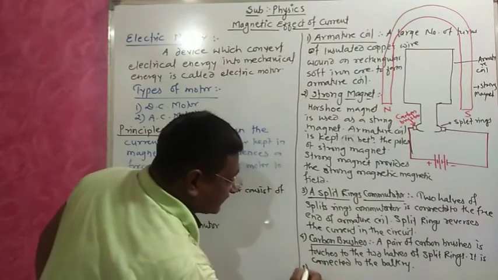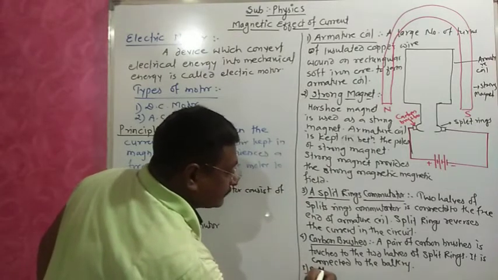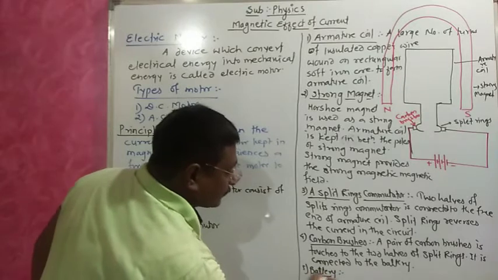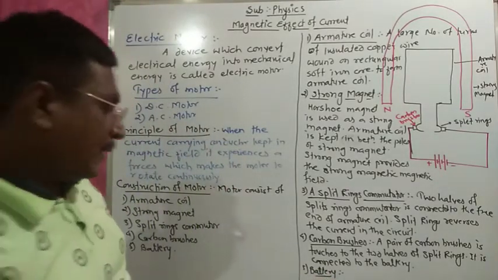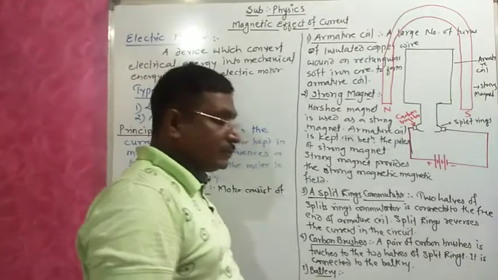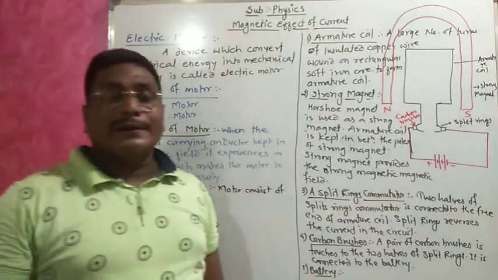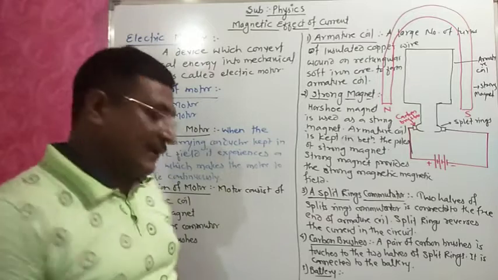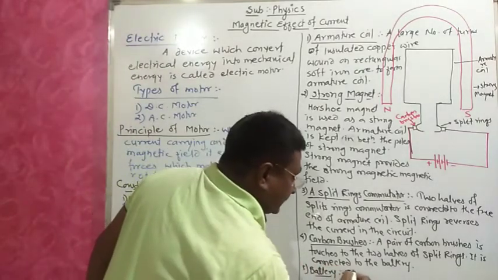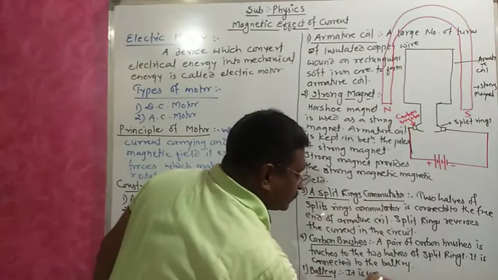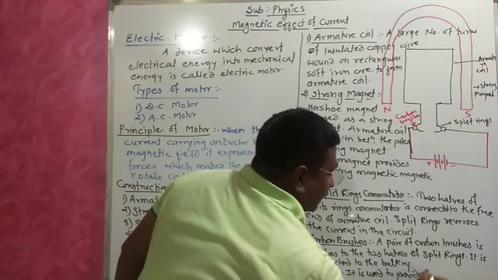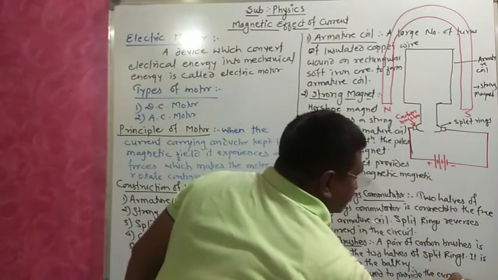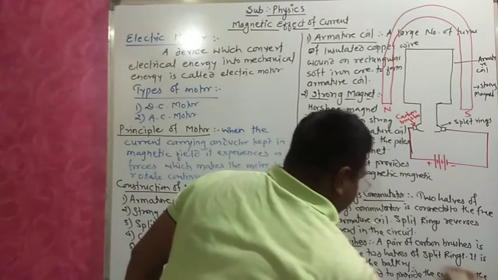So last comes the battery. What is the work of the battery? The battery is used to provide the current in the circuit.